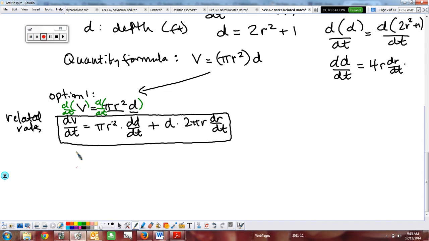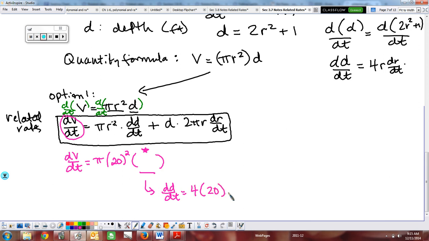I'm going to plug in what I know. This is what I'm looking for: dV/dt equals pi. The r that we're interested in was when it was 20 feet, so 20 squared. I need to find dD/dt, and you're like, oh, wait a minute, I have to do some extra calculation here. I have to find dD/dt when my r was 20. I do have a formula for that up here, so I'm just going to do it down here on the side: 4 times 20 times dr/dt. dr/dt was 50.